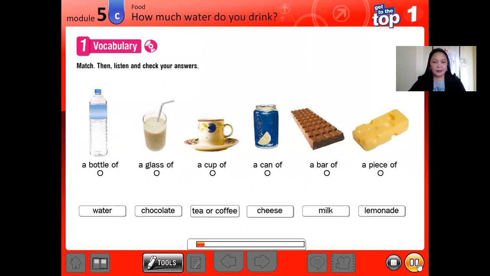5C. How much water do you drink? 1. Vocabulary. Match. Then listen and check your answers.